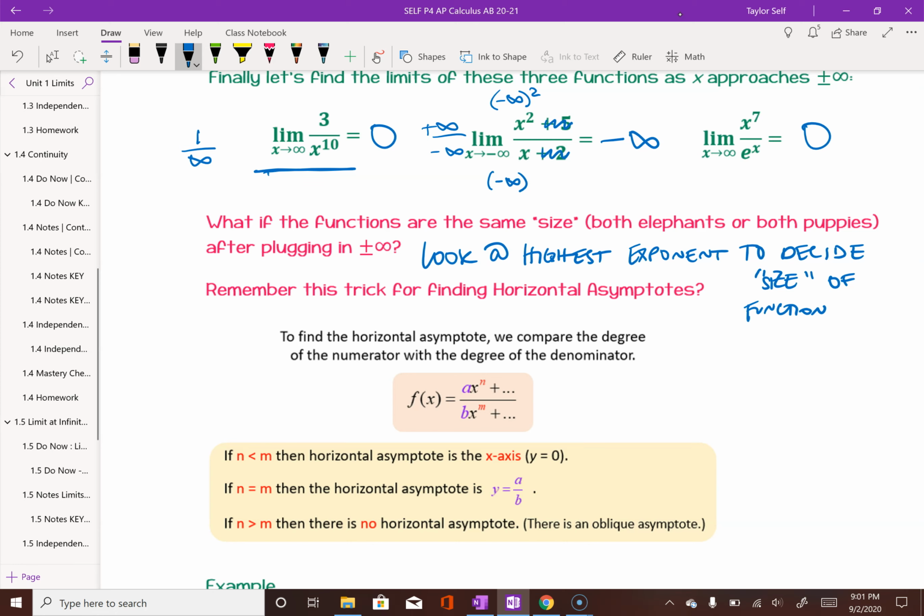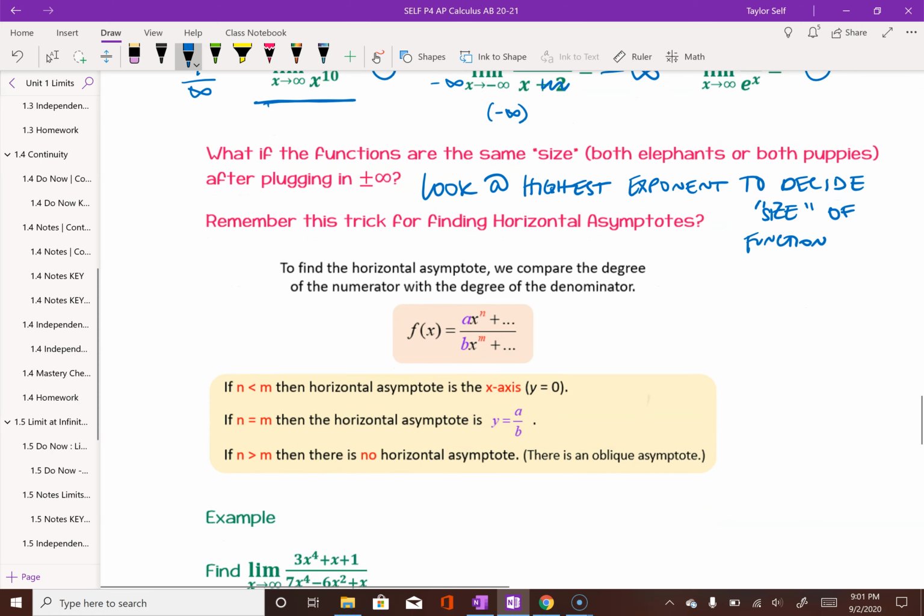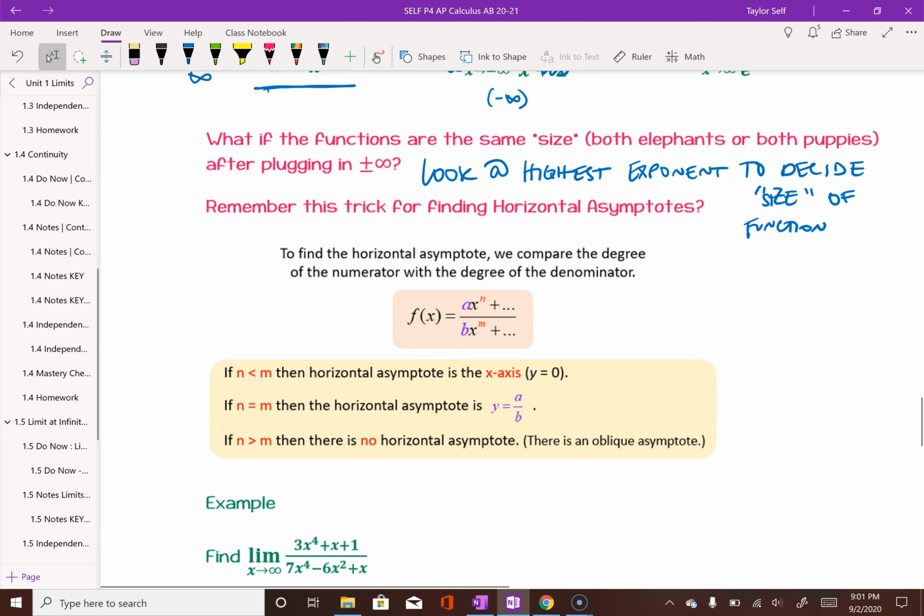So we're going to go back to pre-calc. There was a trick for finding horizontal asymptotes. To find the horizontal asymptotes of a function, you're going to look at the exponents. Well, we're going to use this trick for limits too. What if those exponents are the same? If n equals m, where n is this exponent and m is the exponent on the denominator, then the horizontal asymptote is a over b. A is the coefficient, b is the coefficient. That's also true for limits.